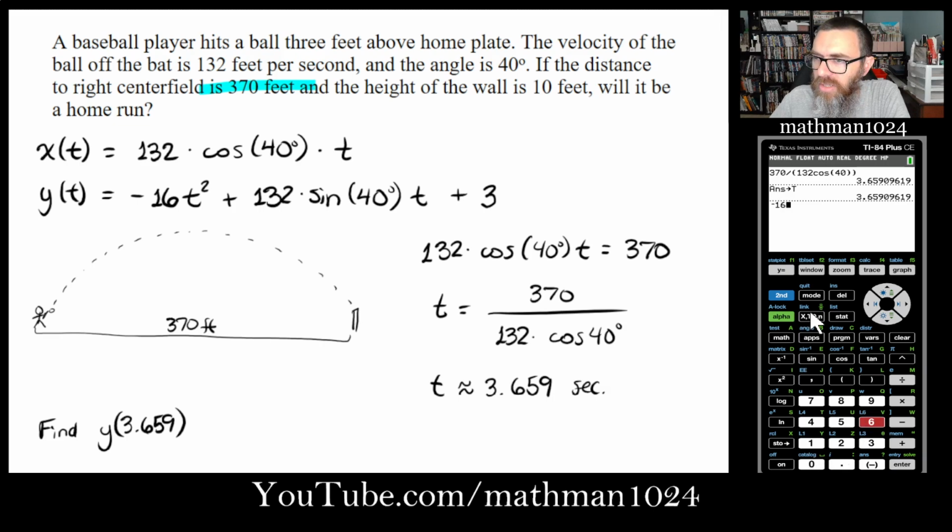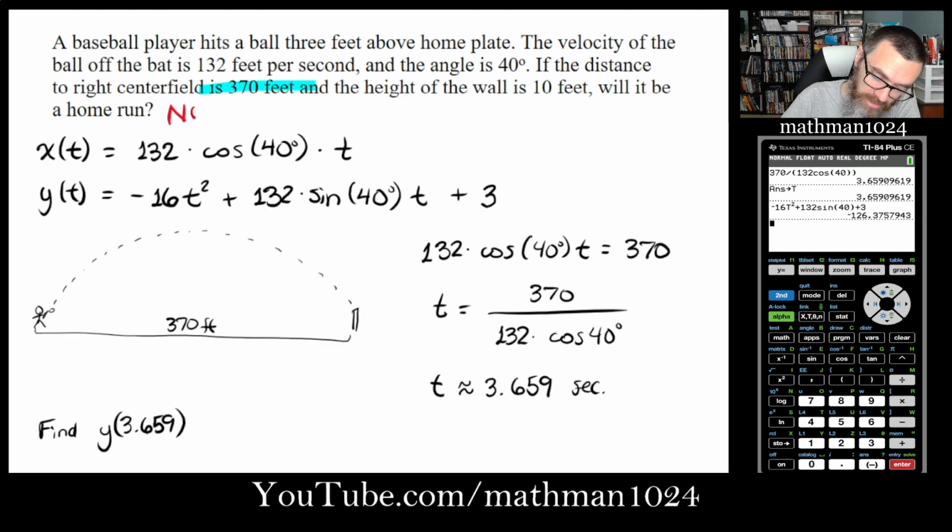So negative 16 t squared plus 132 sine of 40 degrees plus 3. Let's see what we get. Oh, that is not good. It seems that this ball is going to, well, we know it's not going to go under the ground, but it's definitely not going to clear the fence, right? So will it be a home run? No. Well, how far out will it get?